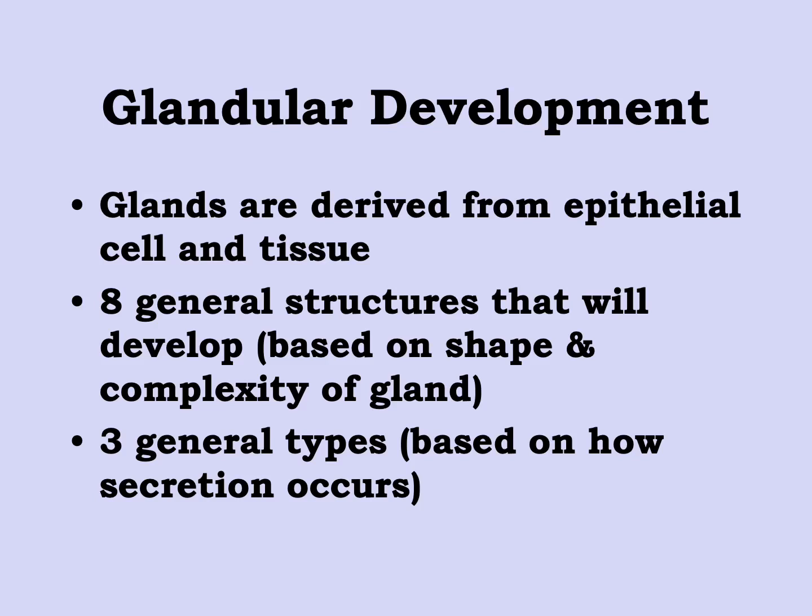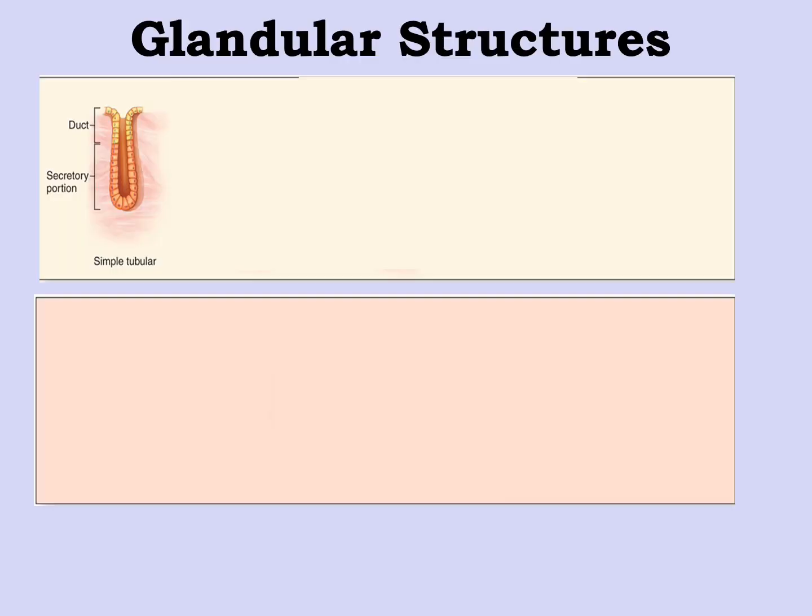When we look at the glandular epithelium, we talk about it based off of either the structure that the gland takes, in which we have 8 general structural characteristics, and we'll take a look at each one of those here in a second. Or we talk about it based off of the mode of secretion. In this case, we have 3 types of general secretions, and once again, we'll take a look at those 3 general types. So we'll start with the structures.